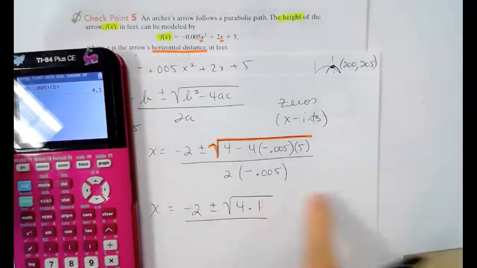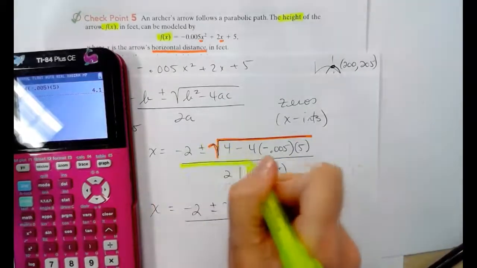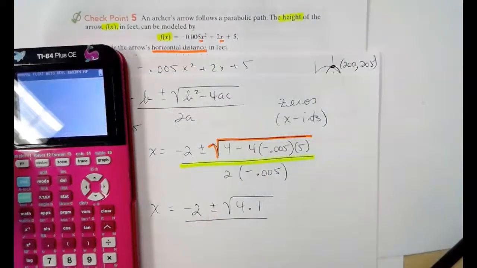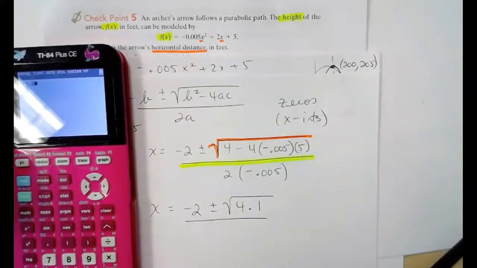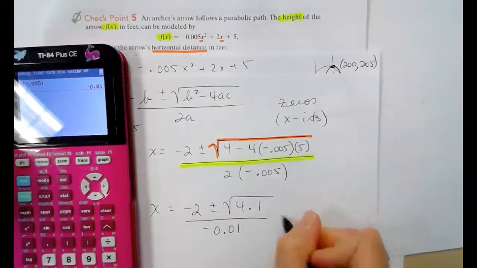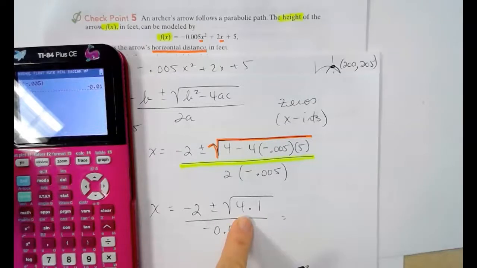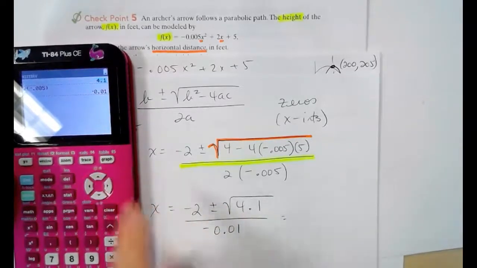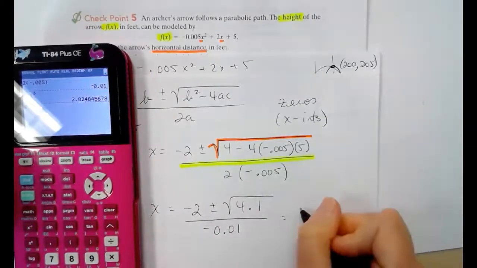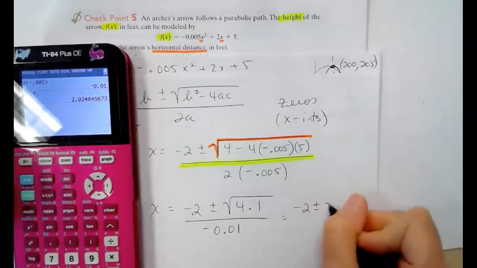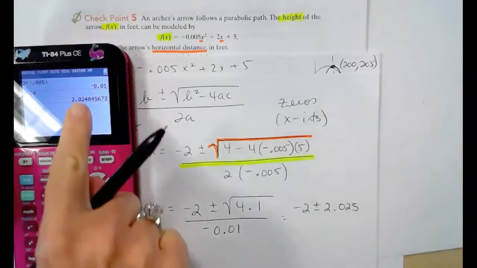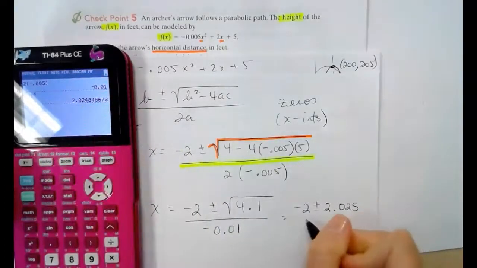And then let's do what's on the bottom, and I call that the big fat fraction bar. It also is a grouping symbol. So on the bottom, we've got 2 times negative 0.005. That is negative 0.01. So we need the decimal approximation for the square root of 4.1. Let's grab that 4.1 and raise it to the 0.5 power to get its square root. That's 2.025, that'll work. And your calculator will continue to store that value and we can just grab it over and over again.